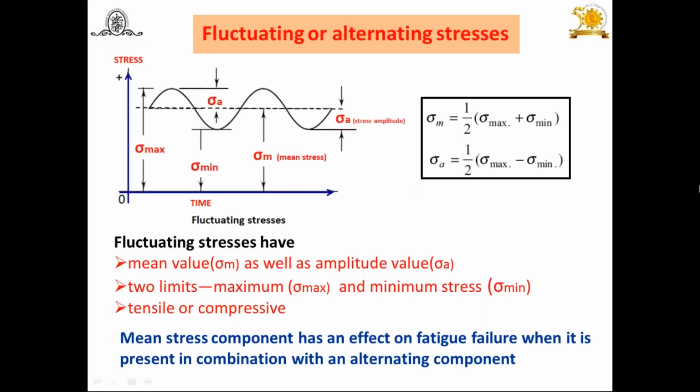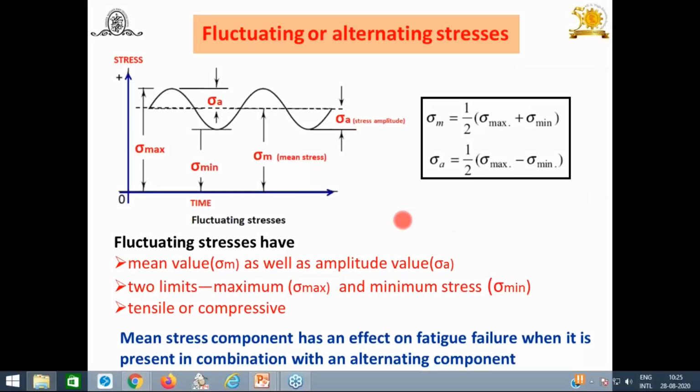Again, here we know very well the different types of stresses and the sinusoidal model. I have already discussed these things with you. When a component is subjected to fluctuating or alternating stresses, you will find fluctuating stresses have a mean as well as an amplitude value, and by using this expression you can easily find out the mean value and the amplitude stress.